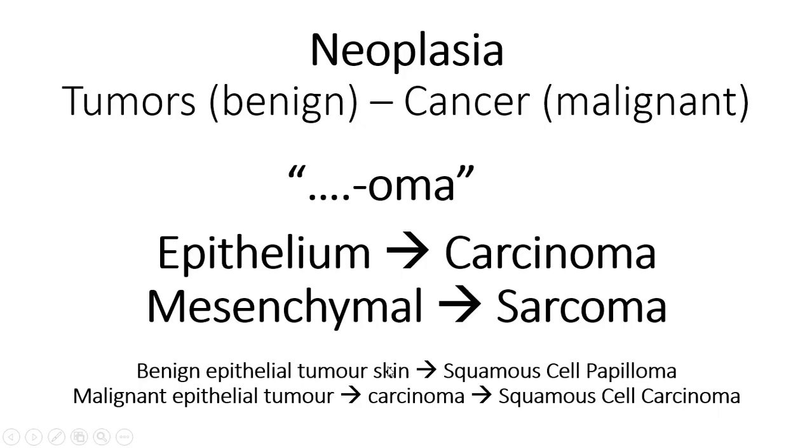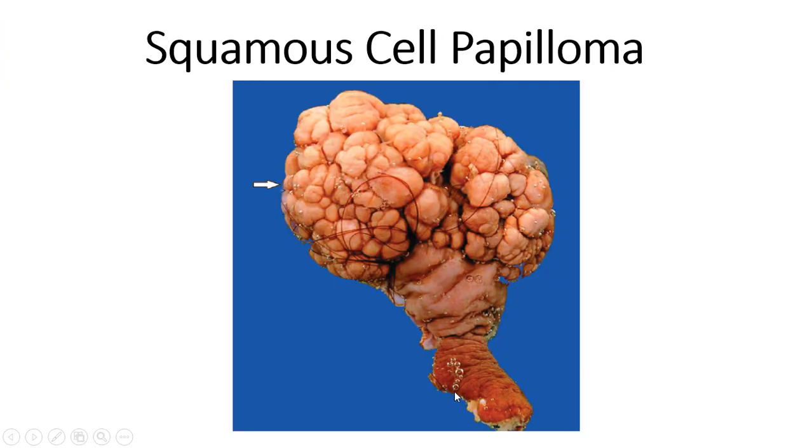Here, benign epithelial tumor, benign skin tumor that originated from epithelial cells, it means from the epidermis, we call it papilloma. But if it's malignant, we call it carcinoma. Here, this is the papilloma. I guess this is papilloma in the skin of a dog here. This is multinodular tumors. Okay, multinodular tumors.